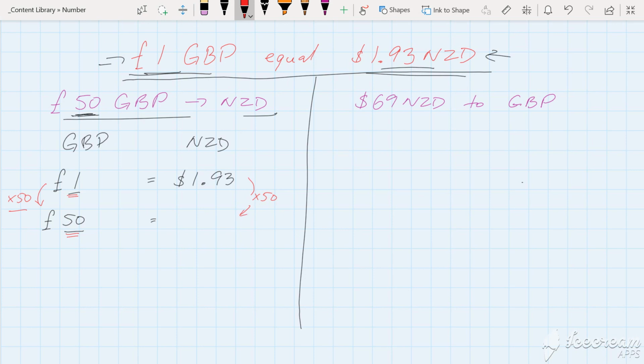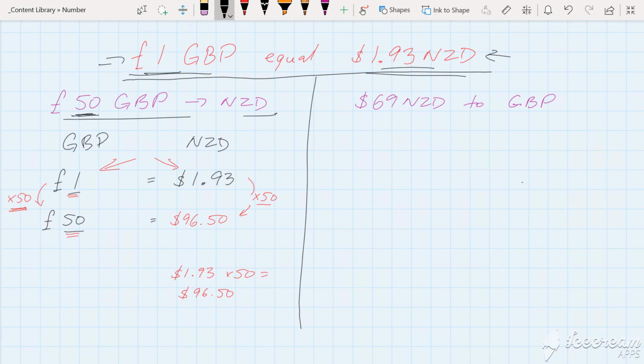So I'm now going to go 1.93 times 50, and that equals $96.50. So what I've done to one side of the equation over here, I've done to this side of the equation over here as well. In this case, multiplied by 50. Now let's have a look at a different example.